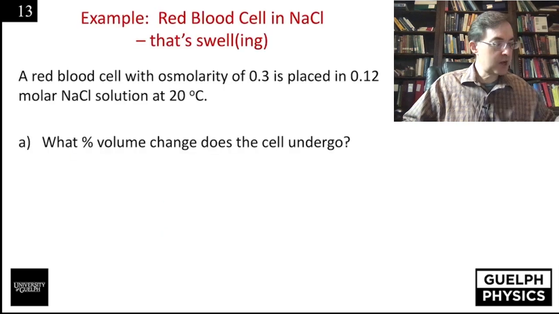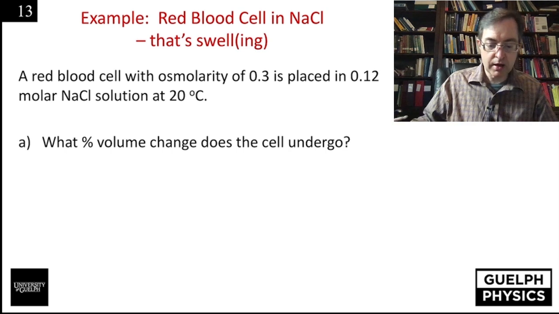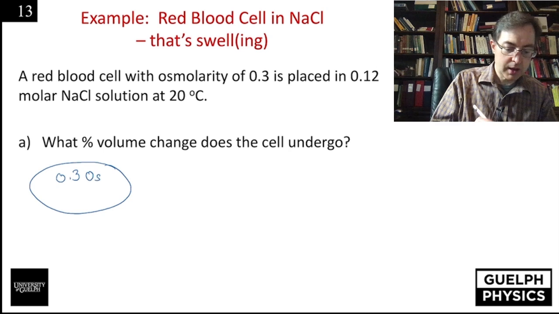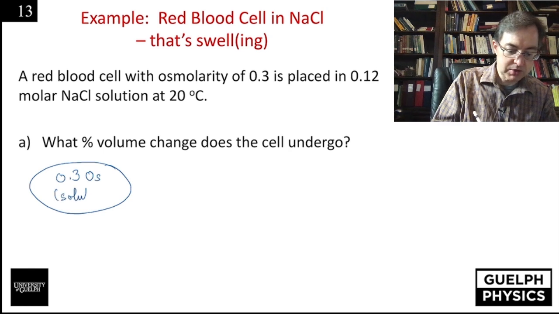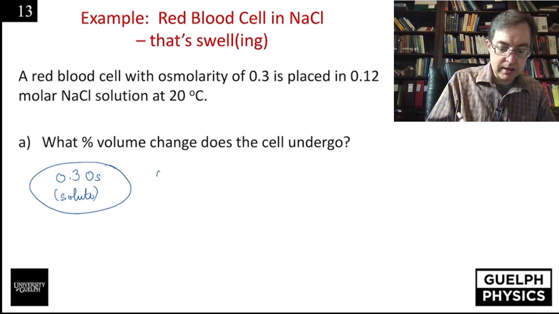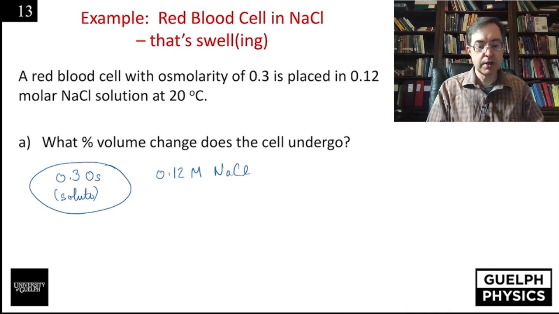Okay, so our first example here, we have a red blood cell in sodium chloride, and the red blood cell has an osmolarity of 0.3, okay? So that means that there's your red blood cell, and it has a 0.3 osmolarity. This means that there is some solute inside the cell with a 0.3 osmolarity, and it's placed in a 0.12 molar sodium chloride solution, and the whole thing's done at 20 degrees Celsius, okay?